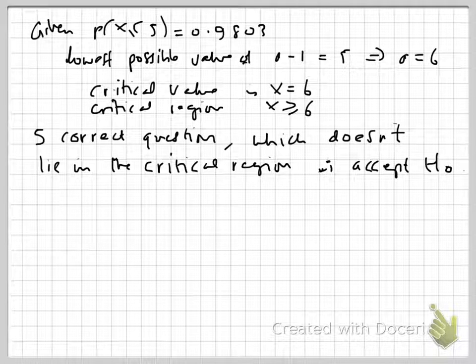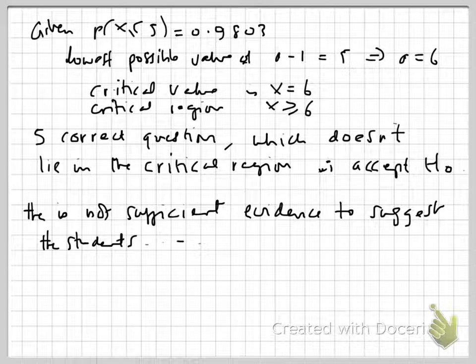So this person got 5 correct questions, which doesn't lie in the critical region, and so therefore we accept H0, and we can conclude that there is not sufficient evidence to suggest that students actually do better by guessing.